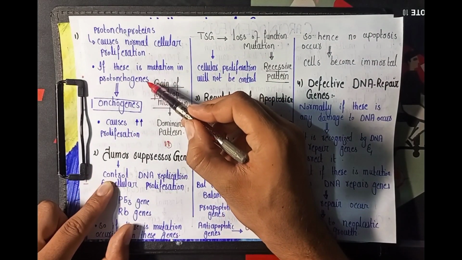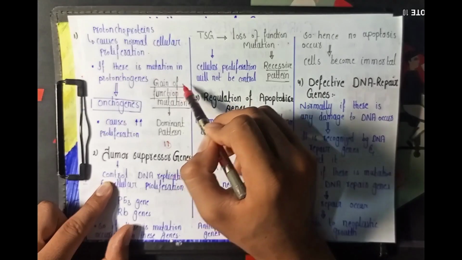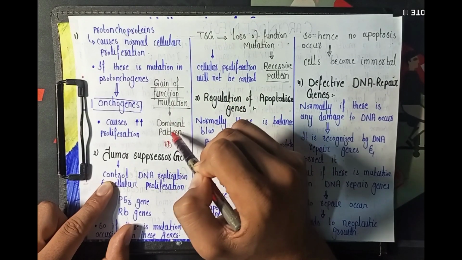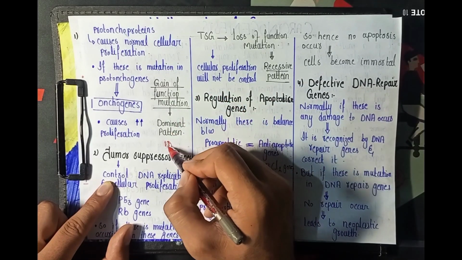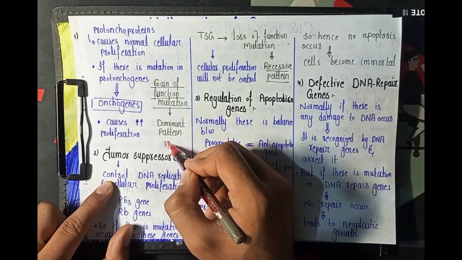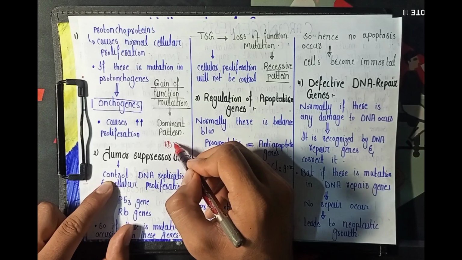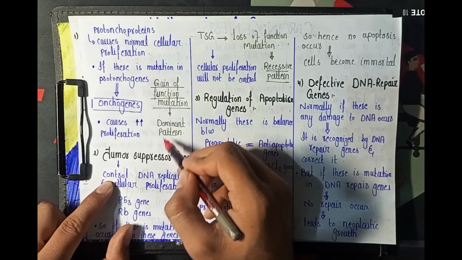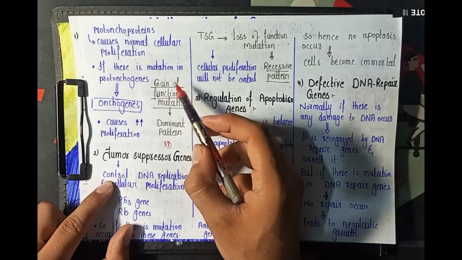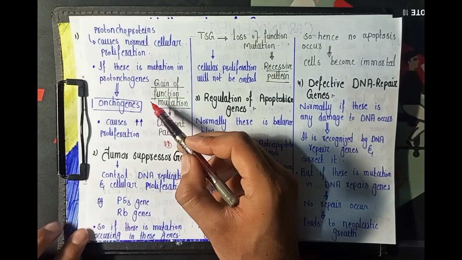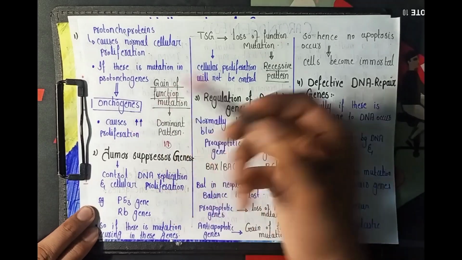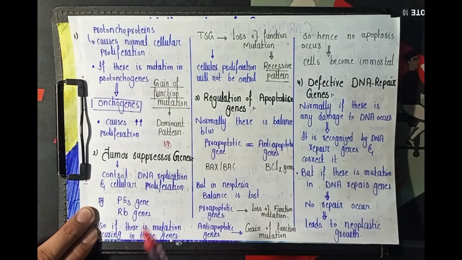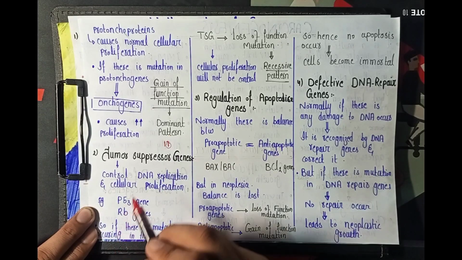And the conversion of the proto-oncogene to the oncogene shows gain of function mutation, and the gain of function mutation shows dominant pattern. Dominant pattern means that they will express if there is mutation occurring in a single allele of a gene, means that if a single allele is mutant, then they will express and they will show overexpression or gain of function mutation. It means that the oncogene will overexpress, and they cause increase in the cellular proliferation. So the mutation in the conversion of proto-oncogene to oncogene is gain of function mutation, and it shows dominant pattern.